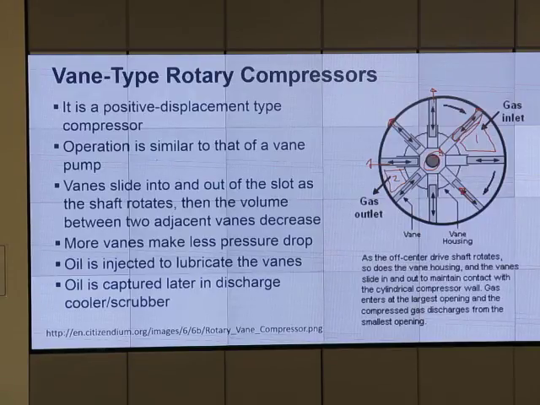The operation is similar to a vane pump. A vane pump looks the same way. It has something that slides in and out. We don't use centrifugal force or energy from spinning to increase the pressure. We just compress it mechanically. So vanes go in and out. More vanes make less pressure drop. Oil is injected to lubricate the vane, so that it is airtight. Oil is captured later in the discharge or in the scrubber to recycle. Okay, this is the sliding vane.